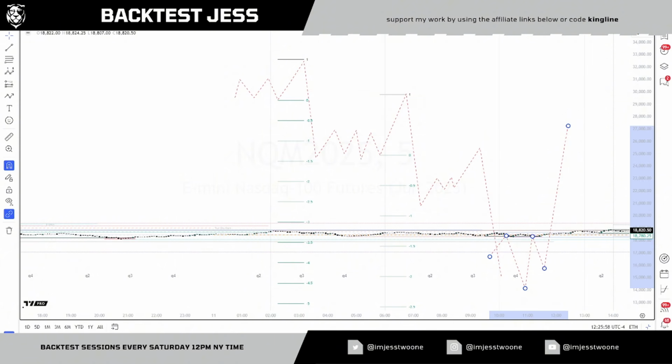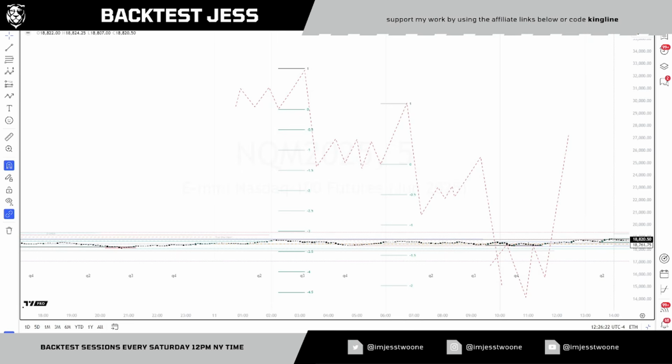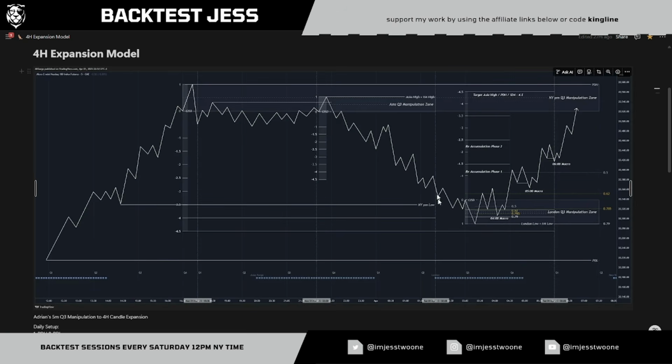So in that Adrian drawing, are we simultaneously postulating on 2 different sets of standard deviations, the one from the previous Q4 and the current one from the current Q3 manipulation, or is there a kind of hierarchy, if you will, where the previous larger one is somewhat governing? So we are going to be referring to the most recent one because of the current 4-hour expansion, right?